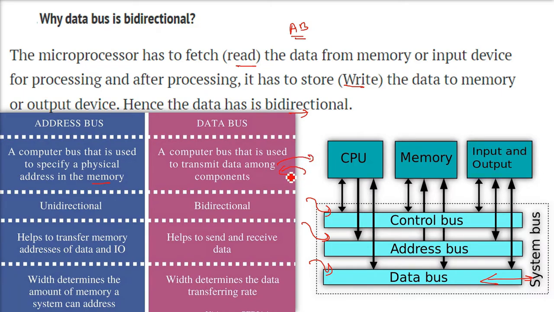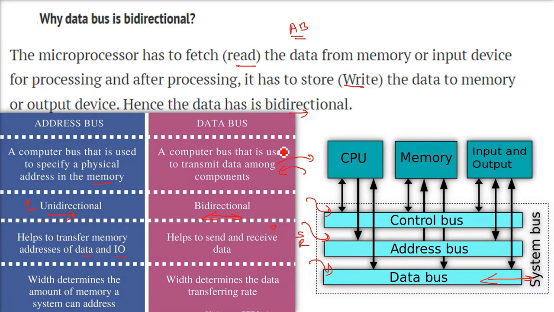So it has to be bidirectional. That is what I am saying. The address bus is unidirectional and the data bus is bidirectional. The address bus helps to transfer memory addresses of data and the input-output devices. And the data bus helps to send and receive data. That is why it is bidirectional, sending and receiving both.